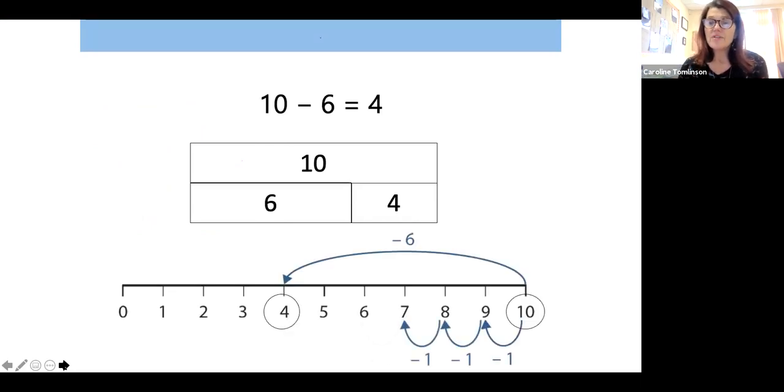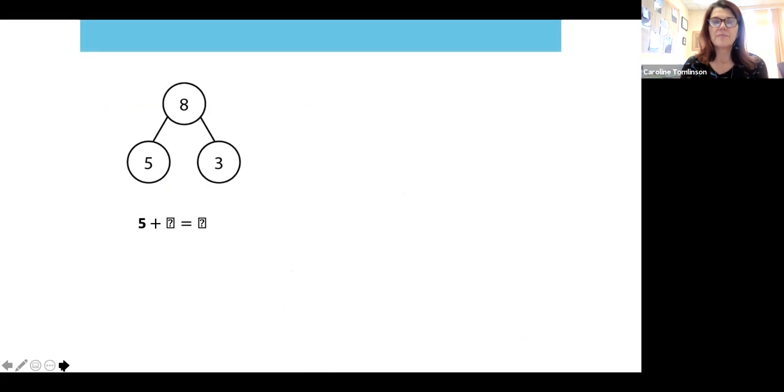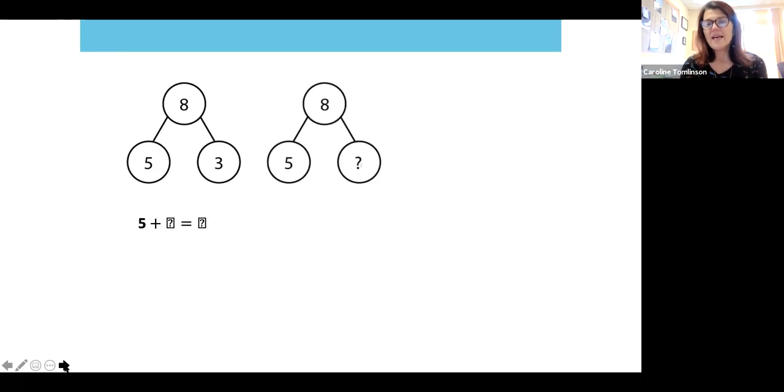If they weren't able to do that, it might be possible to count back on a number line, but this is the early stages. We're counting back 6 steps to find out that 4 is my other part. You can see that 8 is my whole, 5 is a part, 3 equals 8. So we would use these part-wholes with various parts missing to help children understand the related facts.